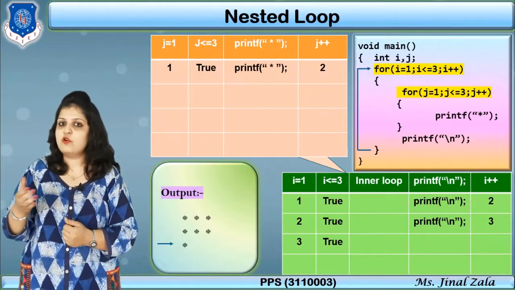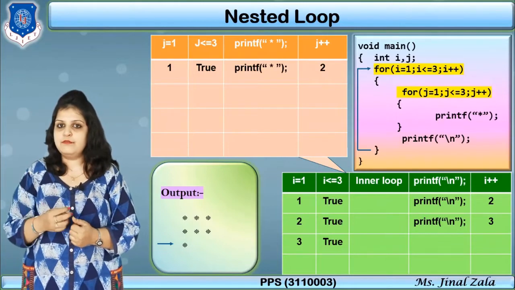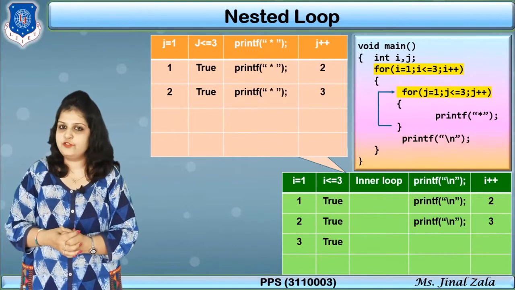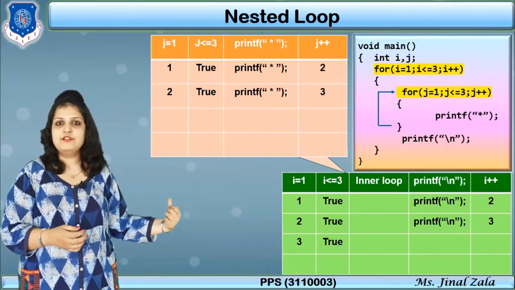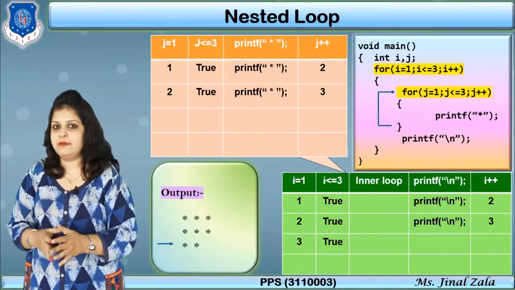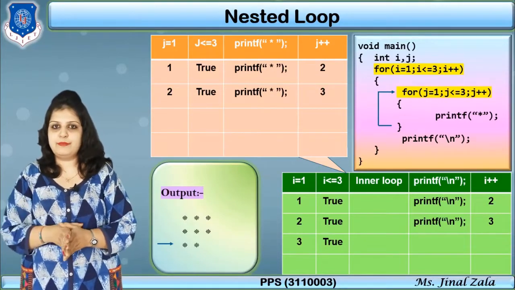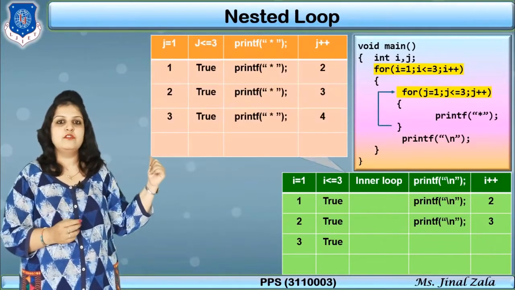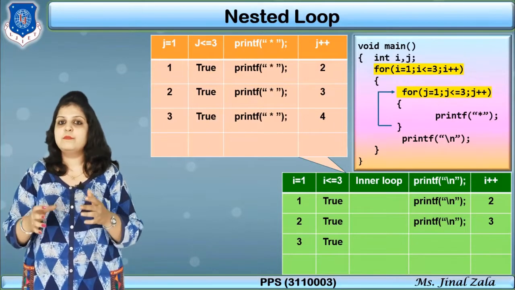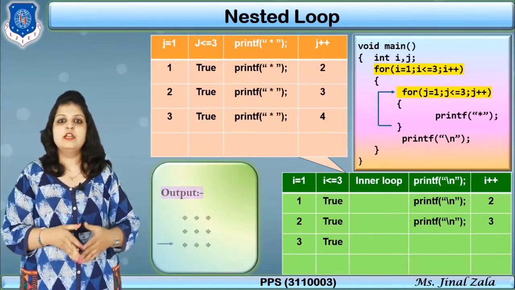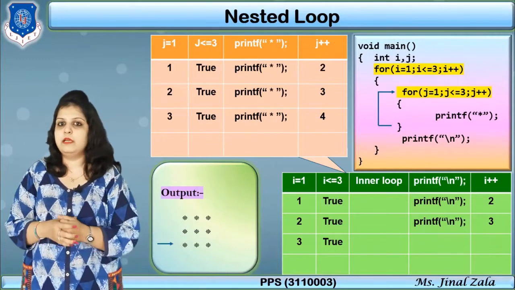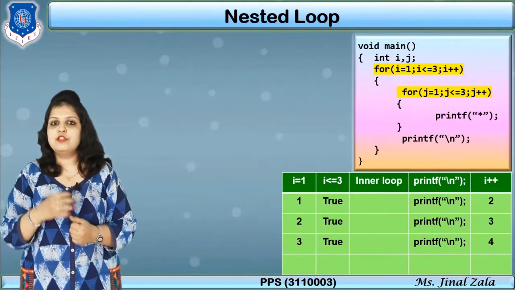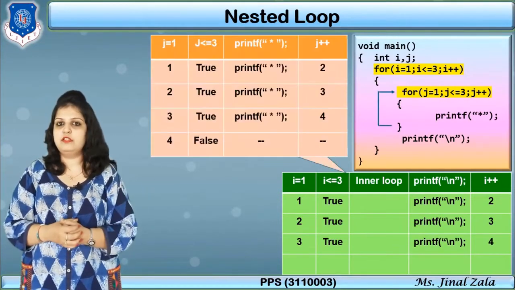j plus plus. So our next j becomes 2, and for that again check the condition, 2 less or equal to 3, condition true again, then printf star. So in the third line the second star will be printed, and then after that j plus plus. So next j becomes 3. Again check the condition, again condition true, 3 less or equal to 3. So printf star will be executed. So in the third line the third star will be printed, and then after that j plus plus. So j becomes 4 now. Now check the condition that 4 less or equal to 3.